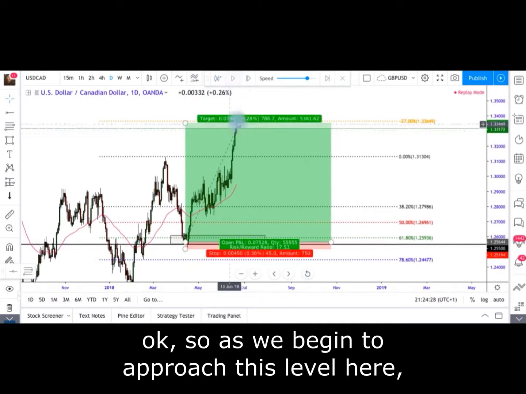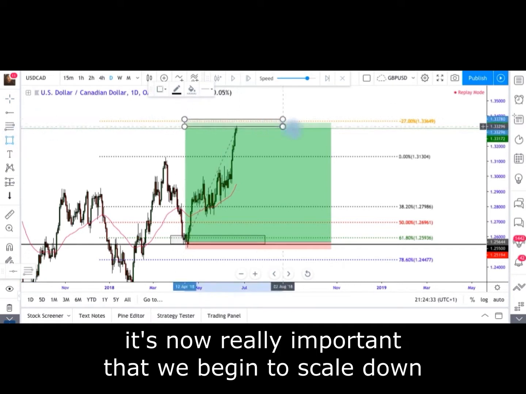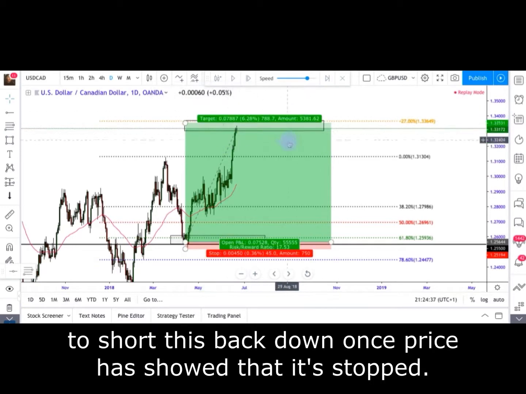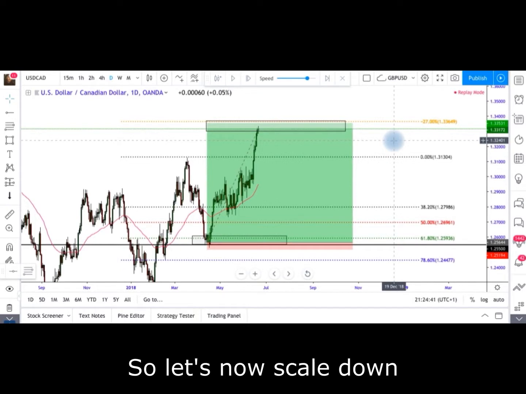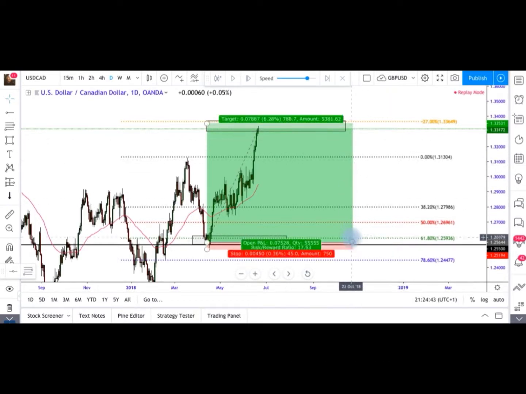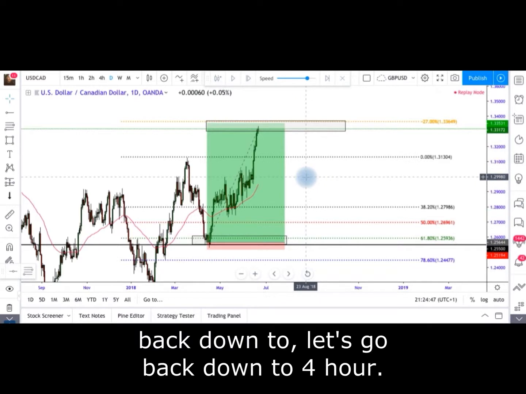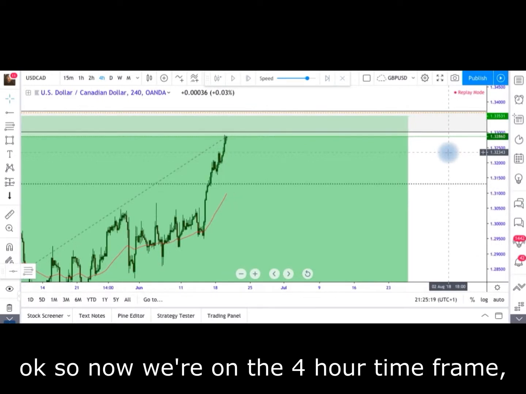Okay, so as we begin to approach this level here, it's now really important that we begin to scale down into this level to see if we can find any shorts to short this back down once price has showed that it's stopped. So let's now scale down, back down to the 4 hour. Okay, so now we're on the 4 hour time frame.